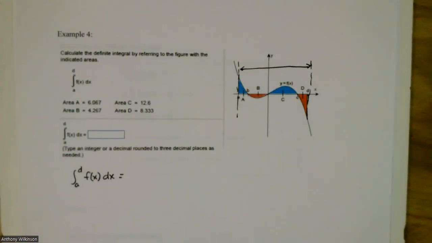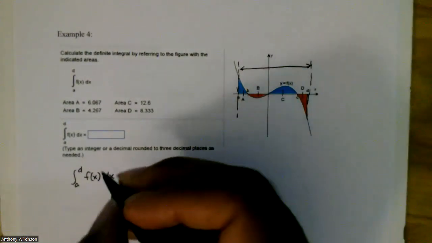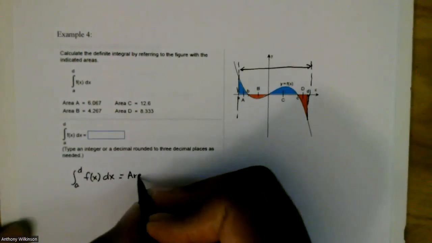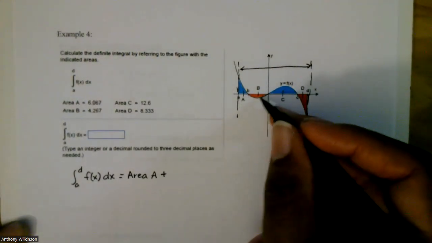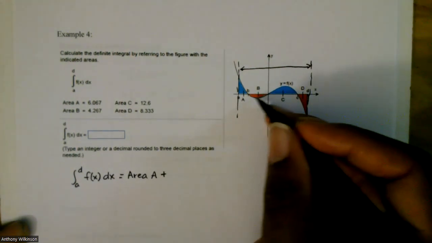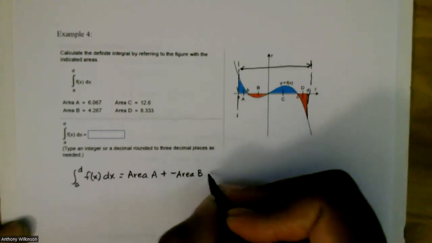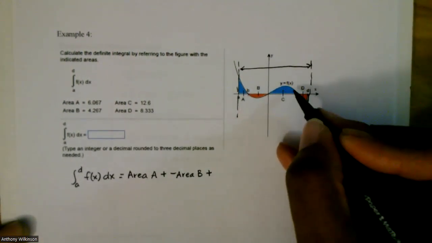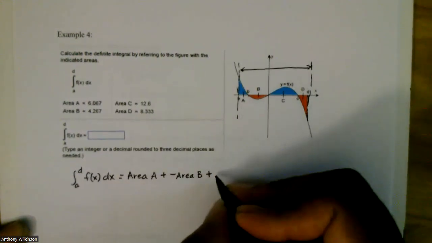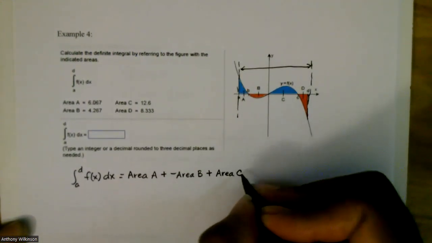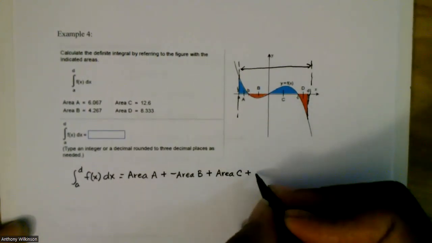So notice that here we have an area, that's area A, that's above the x-axis, so that would be positive. And then plus area B, that's this red area here, that's below the x-axis, so we have the opposite of area B because it's going to be negative. Plus here's area C, that's above the x-axis, so that's going to be positive. And then plus, here's area D, that's below the x-axis, so that's going to be negative of area D.